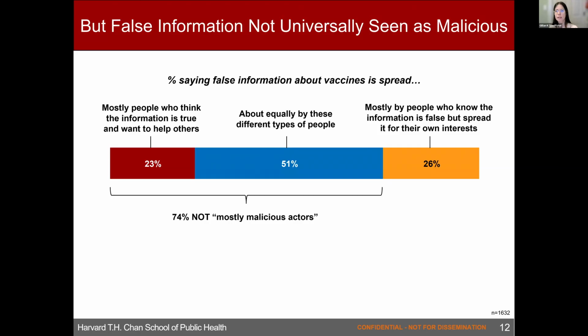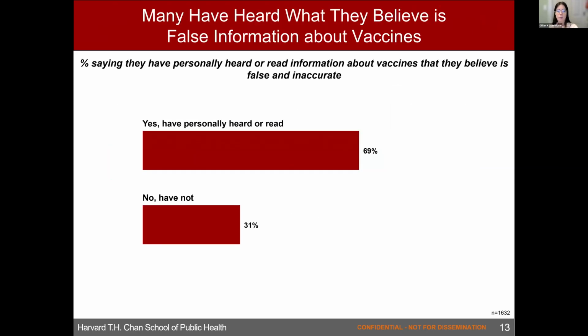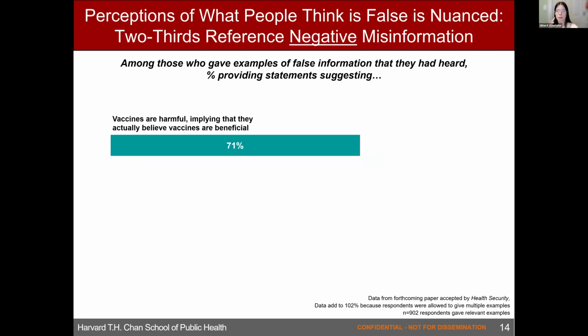I think it's also important to understand that when we asked people, have you personally heard or read information about vaccines that you think is false and inaccurate, about two-thirds said yes, they personally have. So they've experienced, so to speak, false information. But again, what that was is different than what we think. Only under three-quarters are thinking about misinformation the way health organizations most commonly do: negative information about vaccines, like vaccines are harmful. So it's a little bit of a double negative there, but hopefully that makes sense.